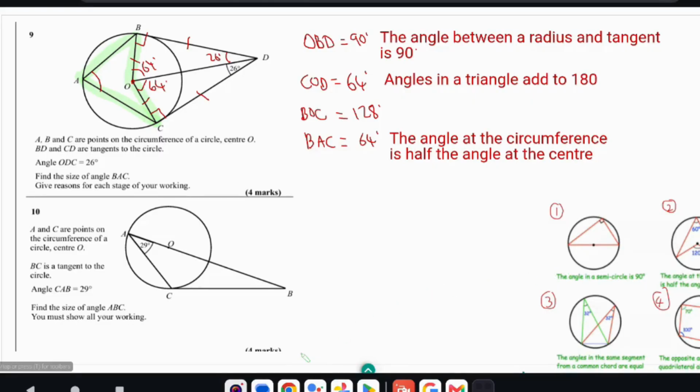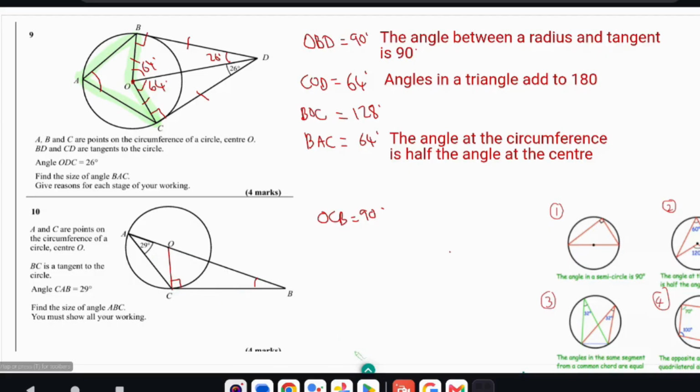Number 10. A and C are points on the circumference of a circle. BC is a tangent. I feel like I want to join this here. Because if I join that there, we got 90 degrees. Don't need our reasons, just need our work in here. So OCB is 90 because we've got an angle between a tangent and a radius. But what else? What do we even need to find? ABC. There we go, that one.